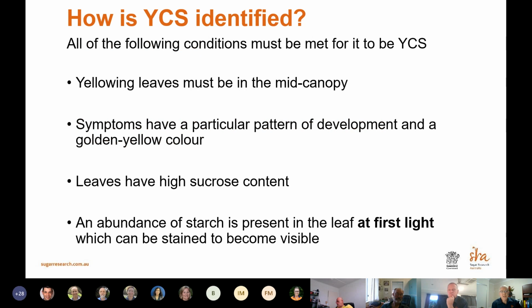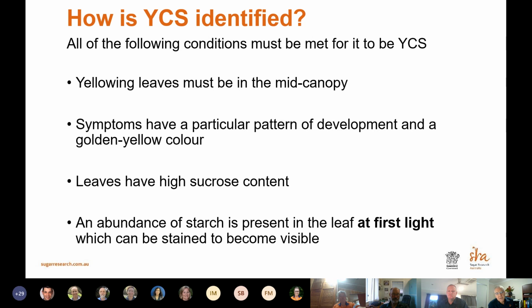How is YCS identified? Well, we need to have all of the following conditions met for you to be confident it's YCS. So first of all, it has to be in the mid-canopy. Yellowing has to be in that mid-canopy. The symptoms have to have a particular pattern of development, and they also have to have a golden yellow colour. And I'll talk more about that in a second. And the leaves have to also be very high in sucrose content. So their sugar content is always high. This is without question. YCS leaves always have an abundance of sucrose.